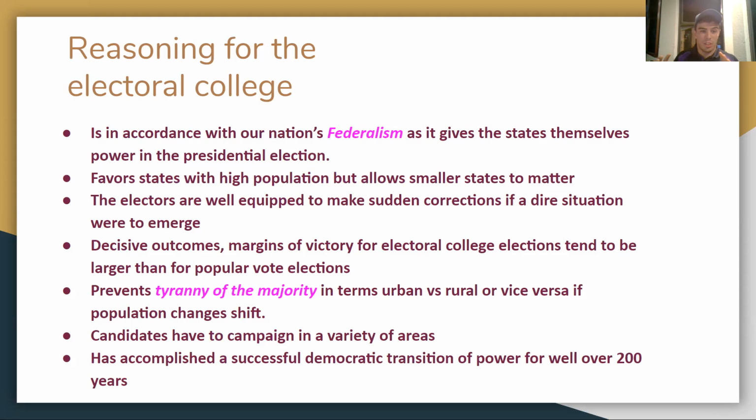So it also favors states with high population, but allows smaller states to matter. Obviously, California and Texas have the most electoral votes because they are the biggest states, and that's probably the way it should be. But a place like Wyoming or South Dakota, they still have 3 electoral votes, that's still like within almost 1% of what the Electoral College is.